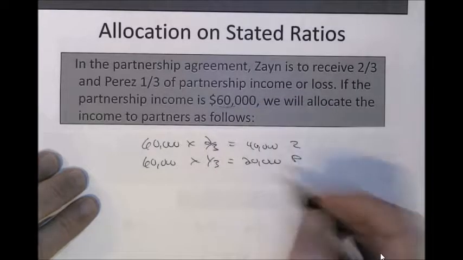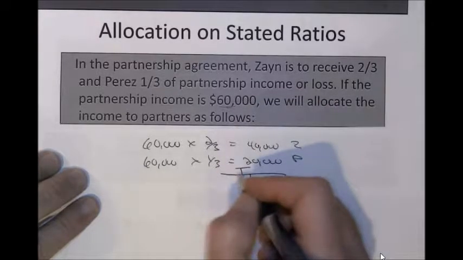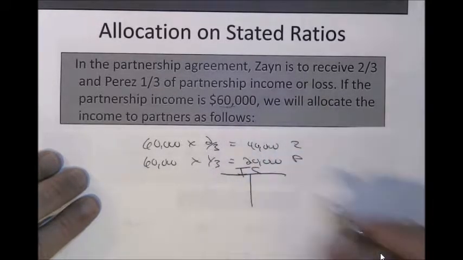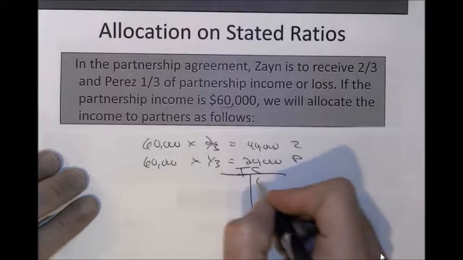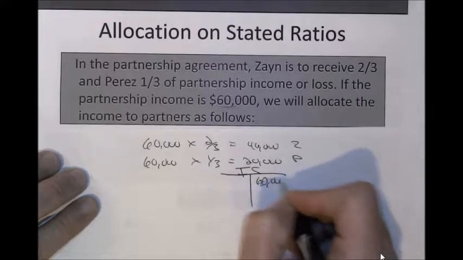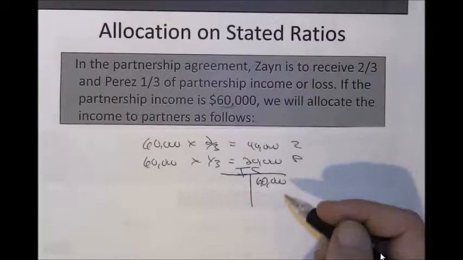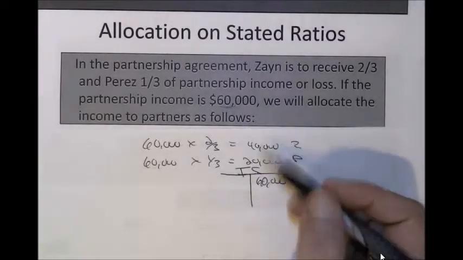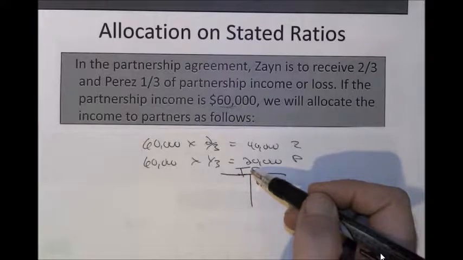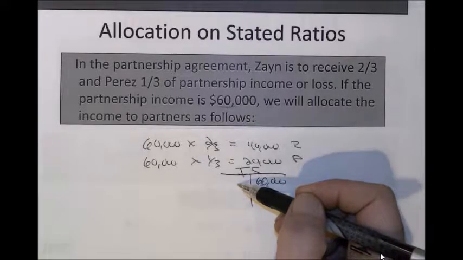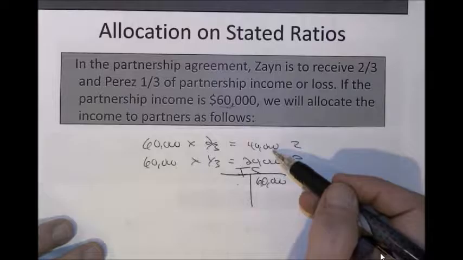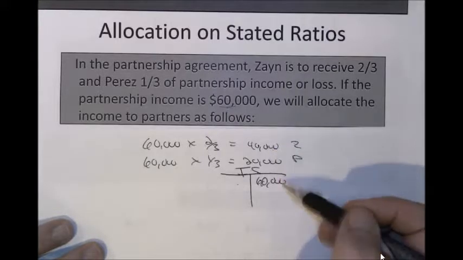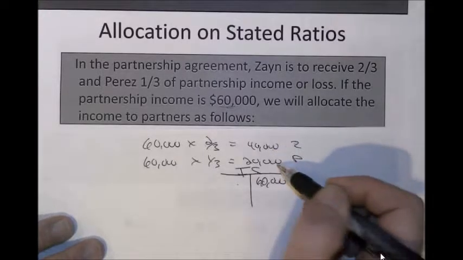Net income $60,000. So we know we have this income summary account, right? And after step 3, it has $60,000 in it. Well, step 3 says to do what? Close income summary to capital, right? So now I know I have to close this by debiting it, and Zane's capital is going to get a credit of 40, and Perez is going to get a credit of 20, right?